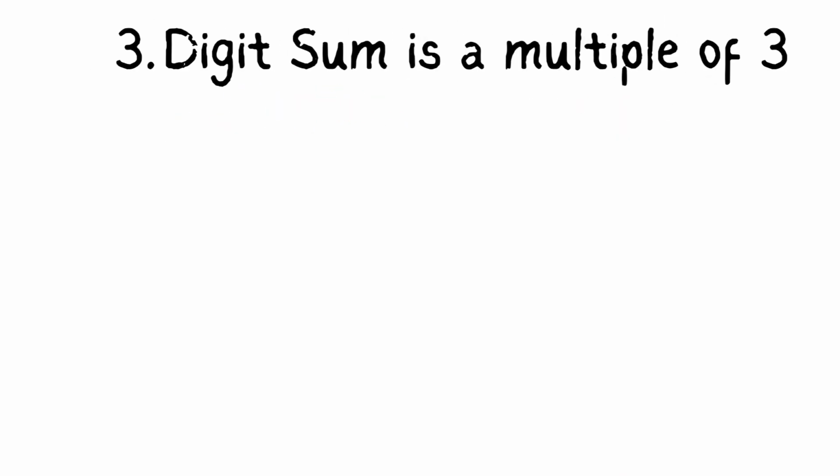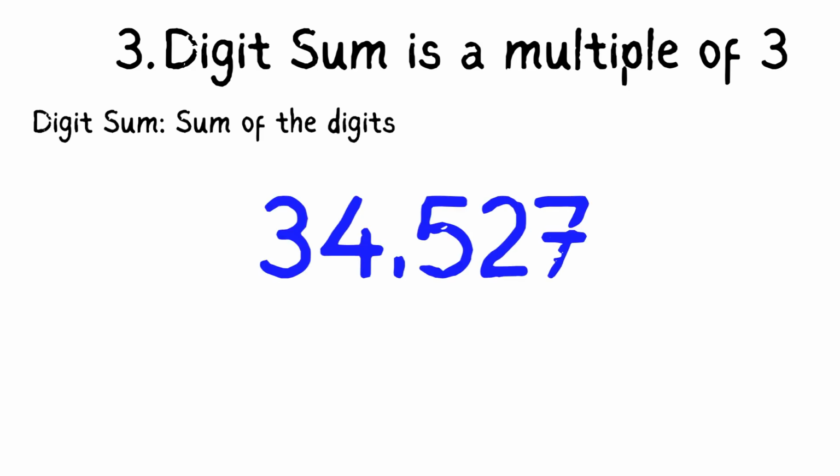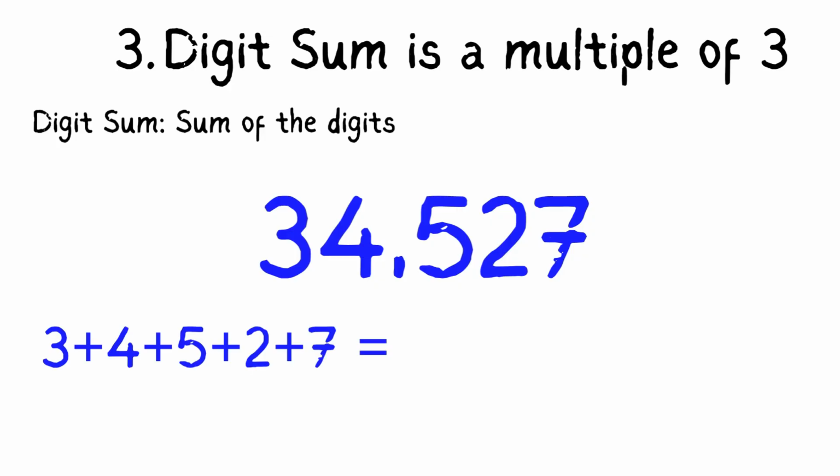To see if a number is divisible by 3, and also 9, which has the same rule, you have to find the digit sum. Basically the sum of all the digits. If this number is 0 or a multiple of 3, then the number is a multiple of 3. So for example, is the number 34527 divisible by 3? Well, 3 plus 4 plus 5 plus 2 plus 7 is equal to 21, and 21 is divisible by 3. So 34,527 is divisible by 3.